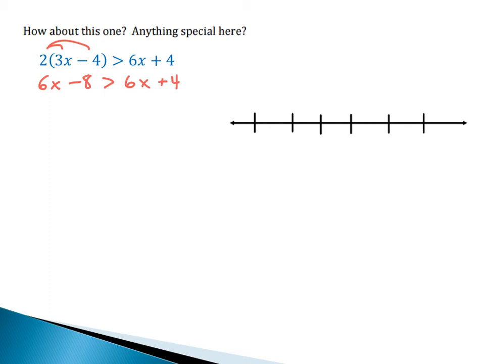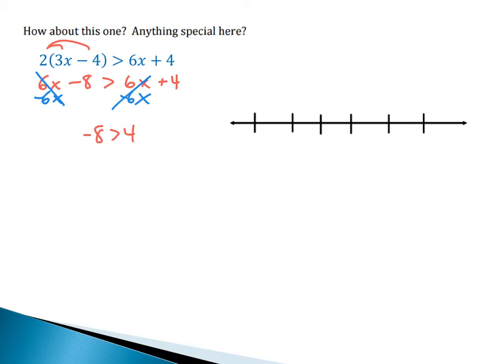Again, I'm going to solve. I'm going to try and get the variables to one side. So here I'm going to subtract 6x from the right, bring it to the left. And again, what do we notice? Oh my God, the 6x's cancel out. And I am left with negative 8 is greater than 4.